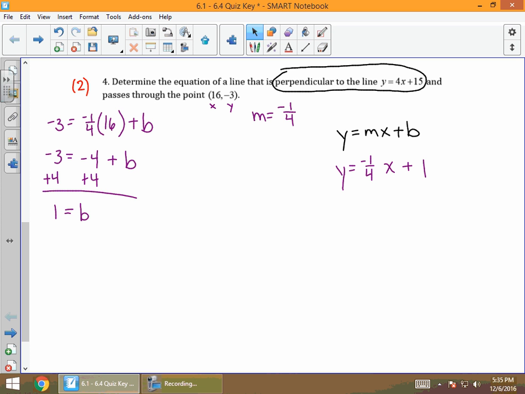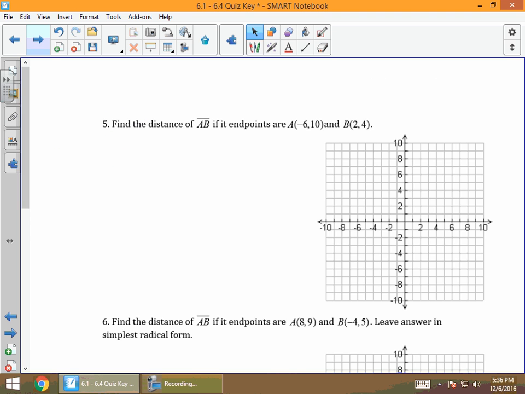Again, 1 point if you found the b and put it into the equation. 1 point if you found m and put it into the equation. So if you just found it and never put it in the equation, I gave you a half, because that's half of the 1 point. Onto the back, I'm going to do this all in one video tonight.